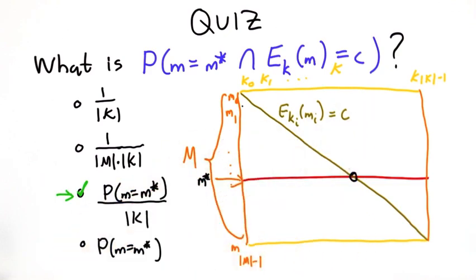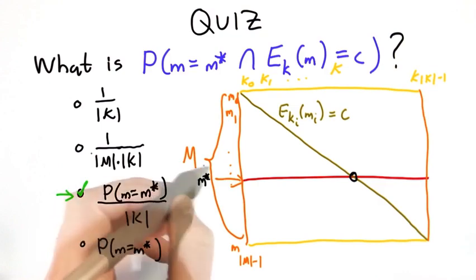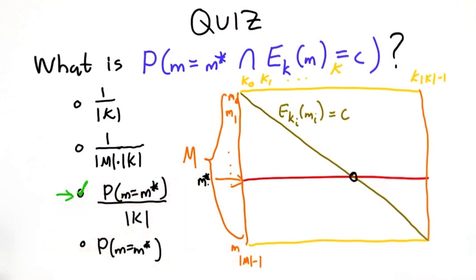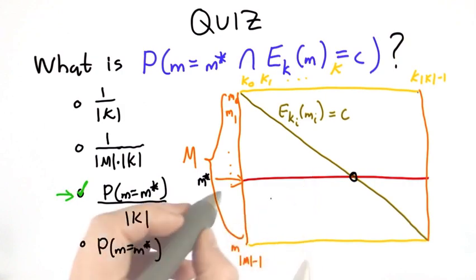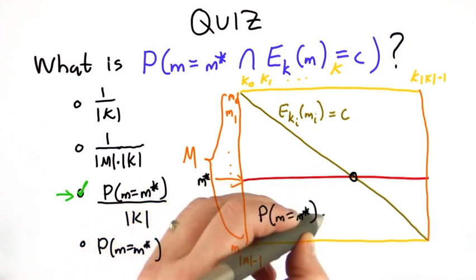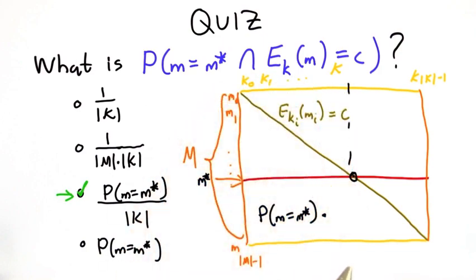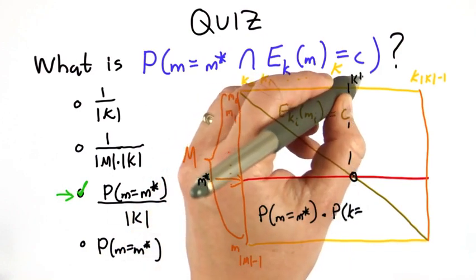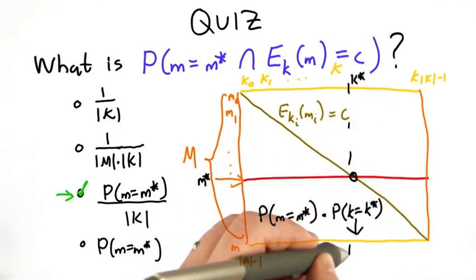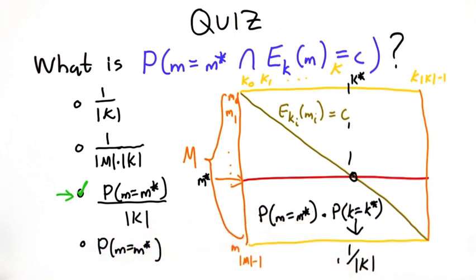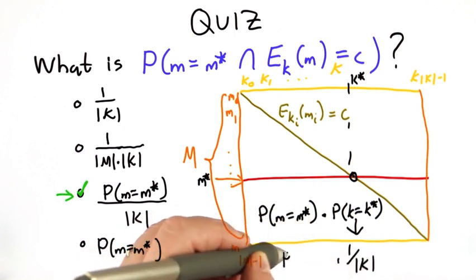If the distributions were normal, well, that would indeed be the correct answer, that it's 1 point and our space is size of M times size of K. But the distribution isn't normal. We don't want to make any assumptions about the distribution of M. For the keys, we do want to assume that the distribution is normal, that each key is equally likely. The keys are chosen perfectly at random. So we have the probability of picking M star, and we're multiplying that by the probability of picking this intersecting key, and we'll call that K star. But because the keys are uniformly distributed, we know that this probability is 1 over K, 1 over the size of K. We don't know that about the messages, so we leave that probability as it is.